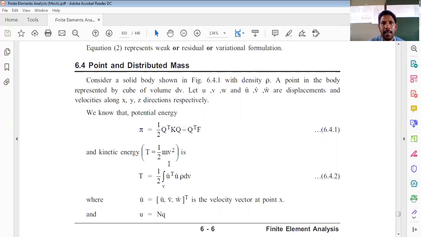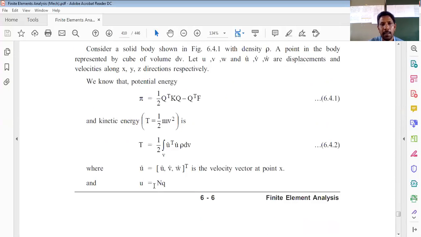The kinetic energy T is equal to half m v square. V is the velocity in the x, y, z directions, represented by u dot, v dot, w dot. So for the entire volume of the body, integration over the volume V, this v square can be written as u dot transpose into u dot, and m can be written as rho for that particular volume of the body.